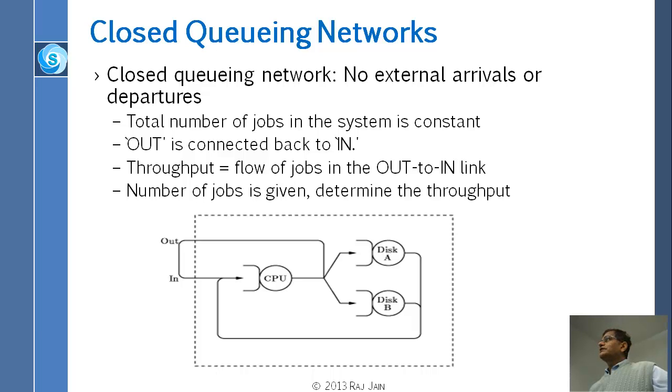So where are the closed systems? Examples of closed systems are batch systems. You submit 15 jobs, 15 jobs are running, and they're just circulating inside for a long time. So that would be a closed system. And we'll see more examples. But anyway, the idea of closed and open is that in the open, there is an out link and an in link. But in the closed, the out is connected to the in.